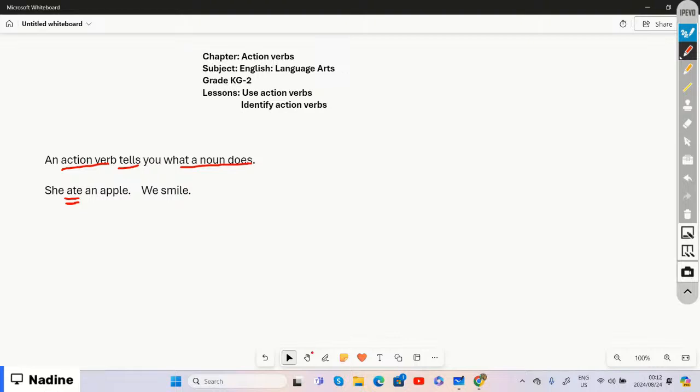And if you look at another example, say we smile. We is our noun. So now the question is, what are we doing? Because remember, an action verb tells us what the noun does. So what are we doing?